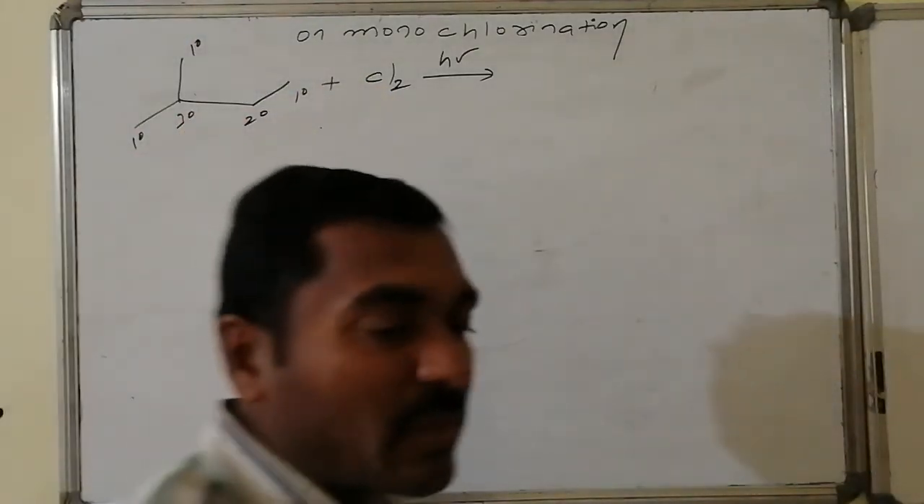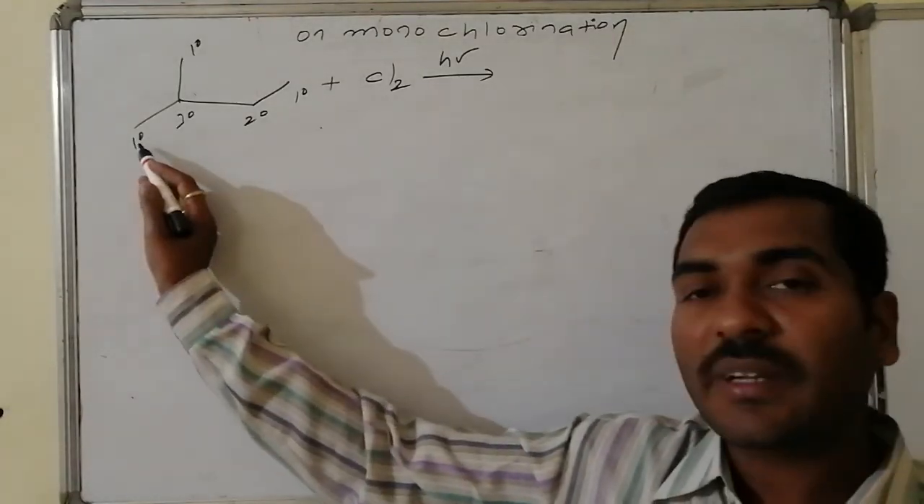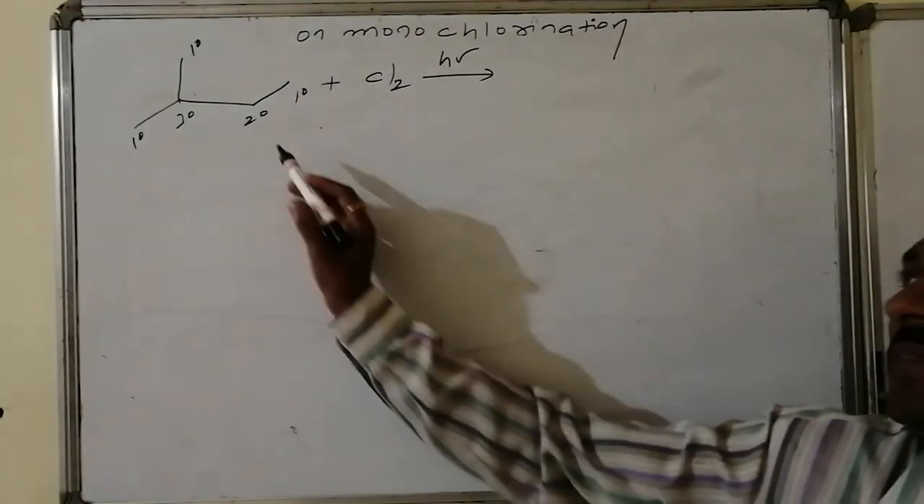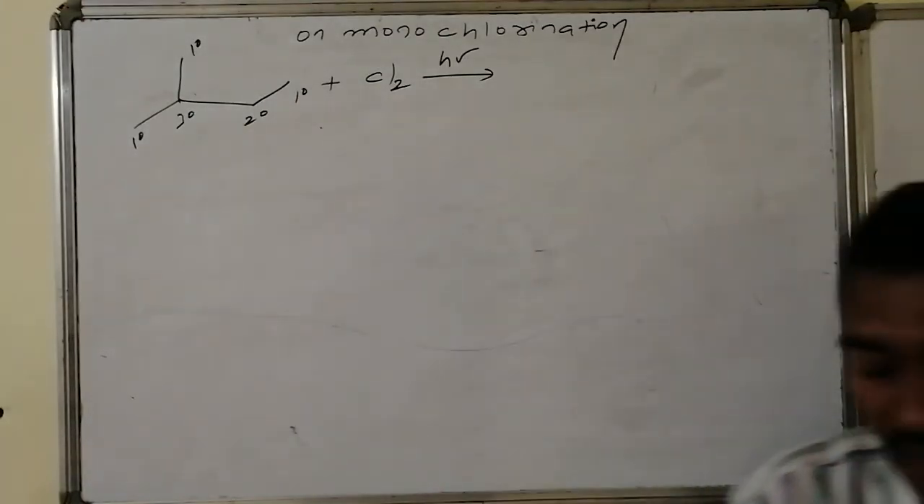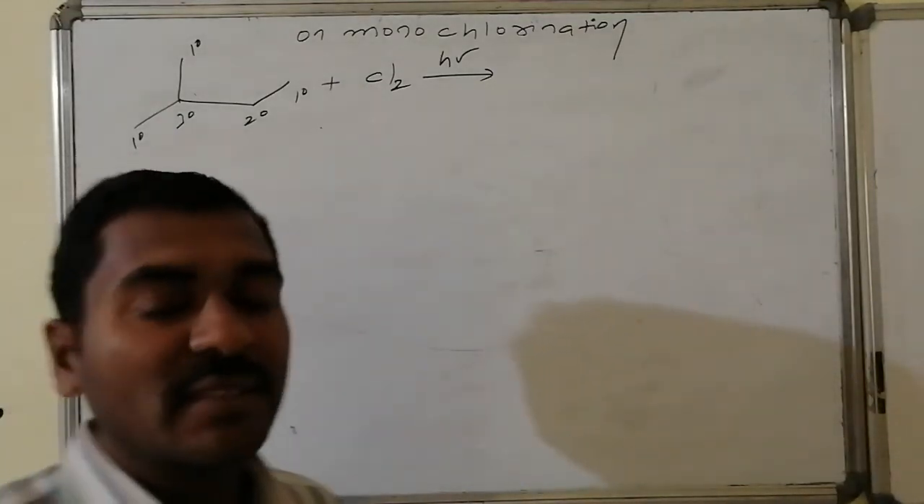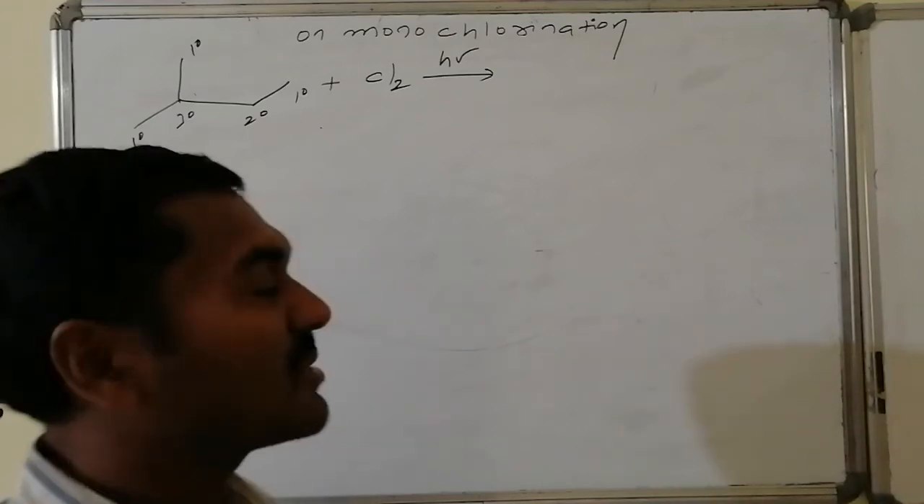Out of those three primary carbons, two primary carbons are the same. Hence either I may substitute at this place or at this place, and that results in the same compound. But the secondary is different, the tertiary is different. I will write for the primary first. Then I will identify the chiral center and the number of isomers present in it.